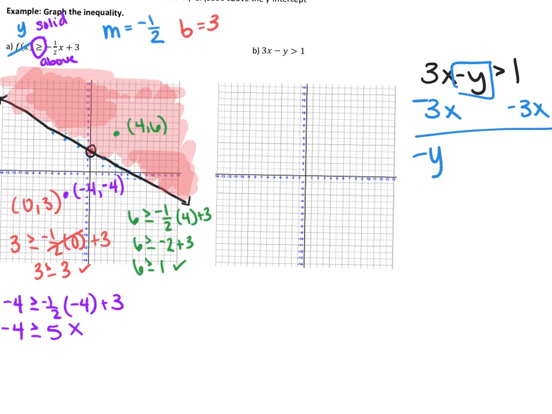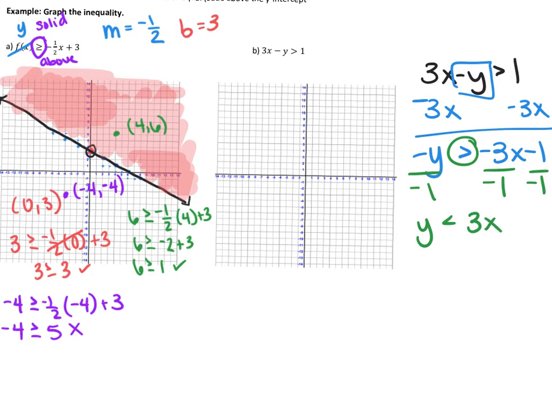So I get this: negative y is greater than or equal to negative 3x plus 1. Well, I want this to be a positive, so I'm going to divide by negative 1. Anytime I divide by a negative, though, I need to flip the sign. So that's y is less than or equal to 3x minus 1. Negative 1 divided by negative 1 is plus 1. Go back and look at my sign. This says that it is a dashed line because it's not including the boundary. It also says to shade below because we are less than.